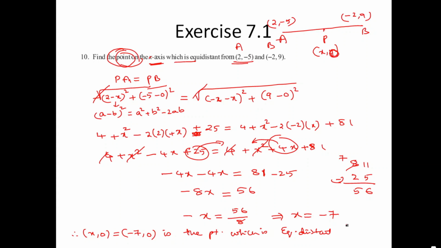Which is equidistant from the given points. I can write out from the given points. I hope this sum is clear.